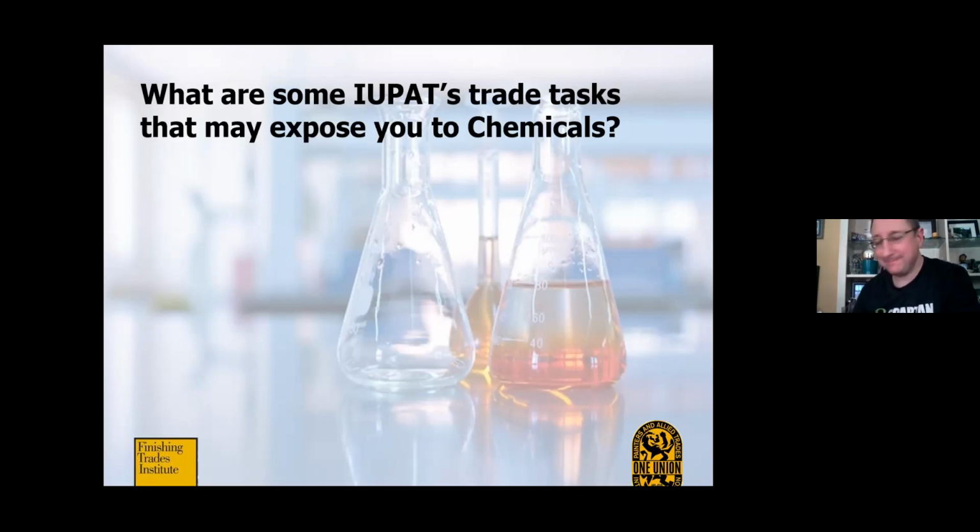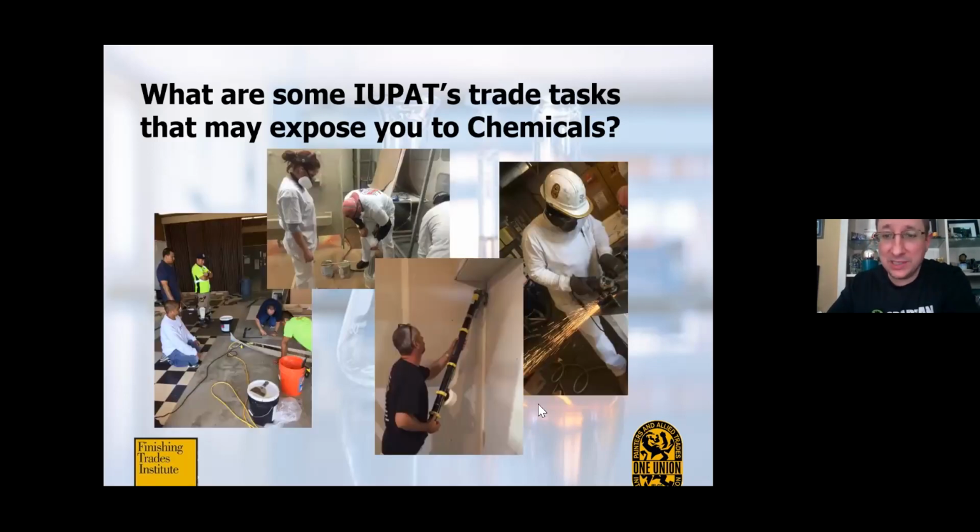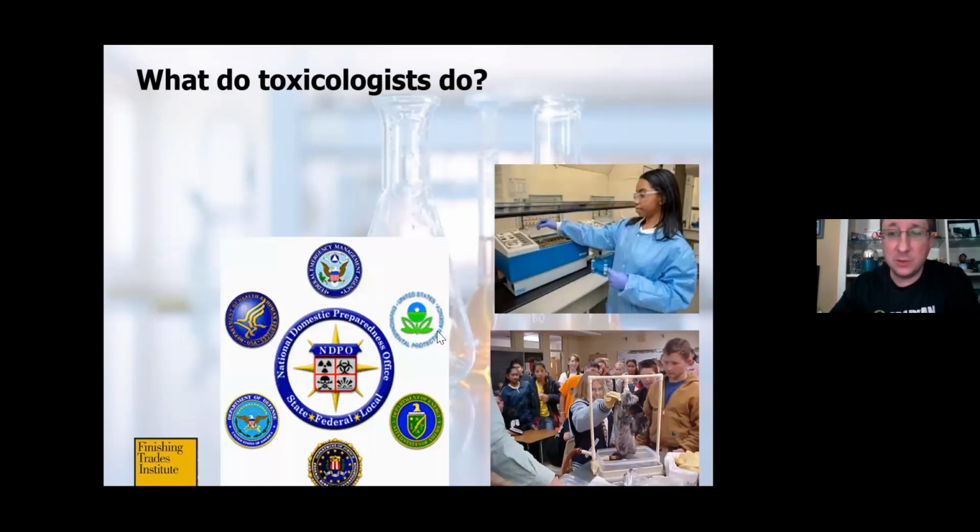wallpaper. Like I said, there is no IUPAT trade that I can think of that does not come in contact with chemicals, even trade show workers. I'm sure that we can find a fairly good list of things that they probably use in their work that are chemicals. So I just got a couple examples here. If you do any welding, cutting, any hot work, that's going to expose you to a whole different realm of chemicals. Toxicologists. So what do these folks do? What does a toxicologist do?